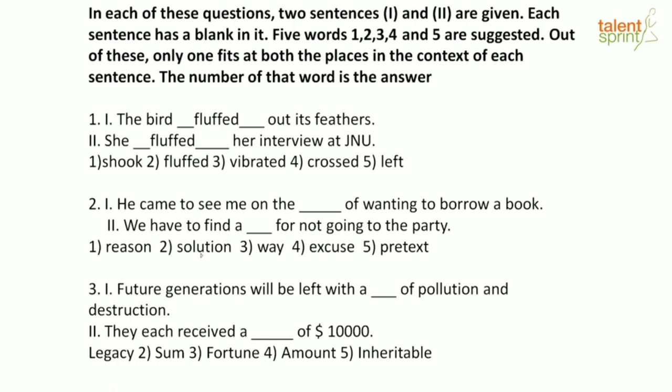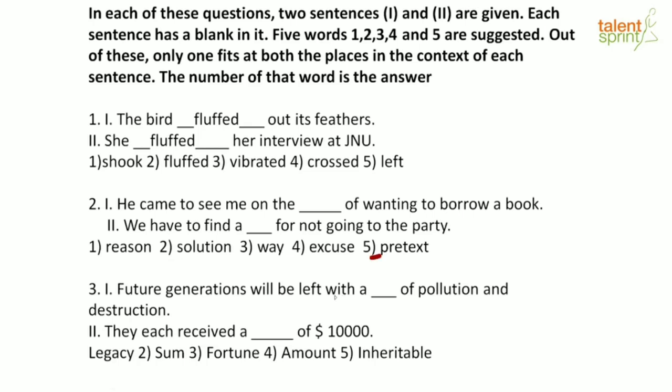Looking at our second sentence, he came to see me on the dash of wanting to borrow a book. The second scenario, we have to find a dash for not going to the party. Okay, what are our options? Option 1, reason. Option 2, solution. Option 3, way. Option 4, excuse. Option 5, pretext. So what do you think is the answer option here?